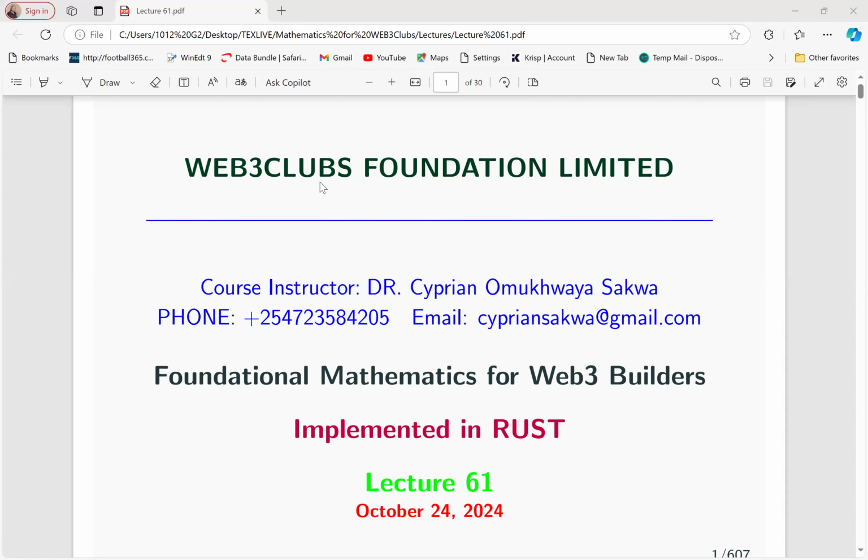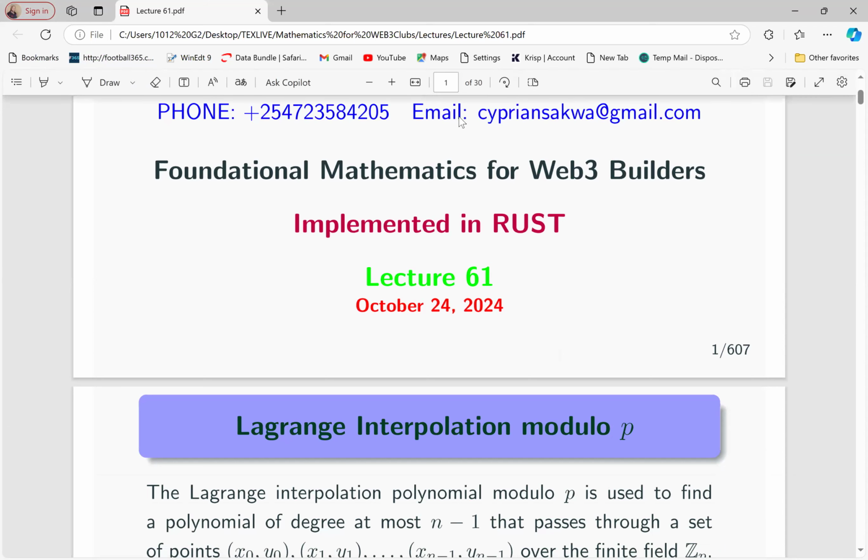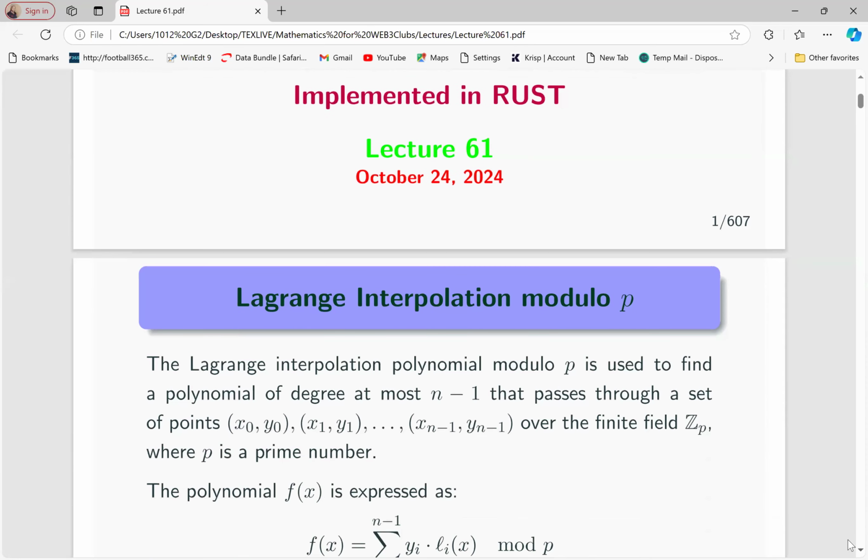Okay, so let's continue with our lesson on Lagrange interpolation. This time we'll be looking at interpolation mod P, where P is a prime number. And this is very crucial to us. Of course, the method of coming up with the Lagrange interpolation polynomial is just the same, only that this time we'll be doing it mod P. We'll be reducing all our calculations mod P, where P is a prime number.